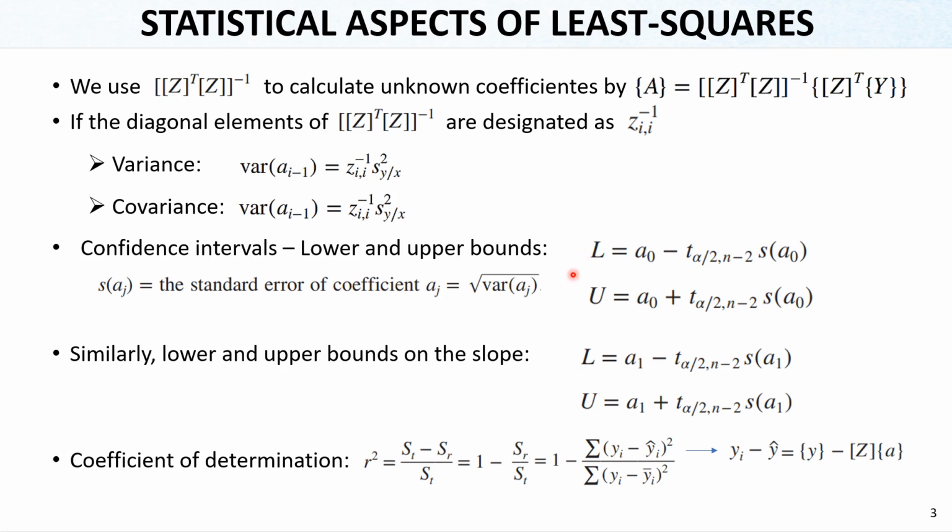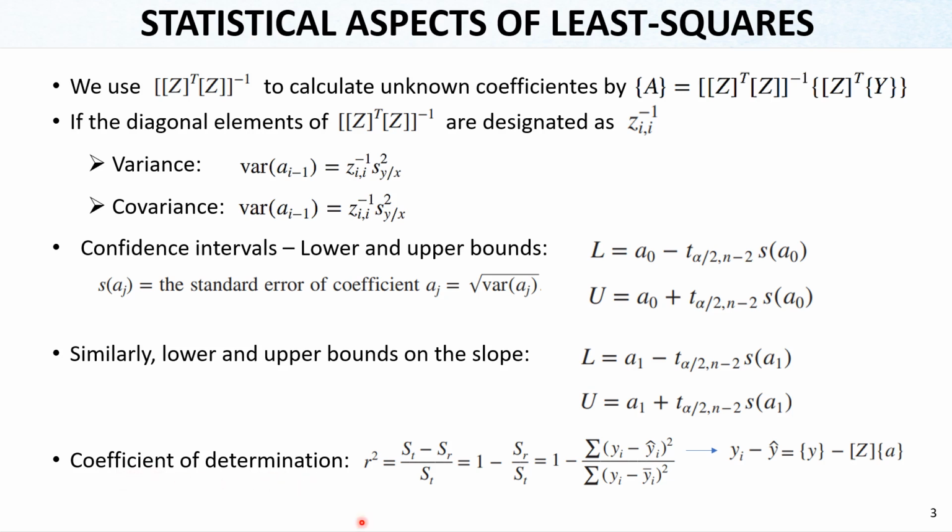If you remember, the lower bound and upper bound were calculated for a limited sample using the t distribution. So we have the same here. And we also have a standard error of the coefficient, which is the square root of the variance. So we use a0, the first coefficient, minus and plus the t distribution for a significance level, and the number of samples minus 2. And s is the standard error we calculated from here, and the square root of it. This gives the lower and upper bounds for a0. And we can have the lower and upper bounds on the slope as well, for a1. This is the same. Then we use a1 to calculate the standard error.